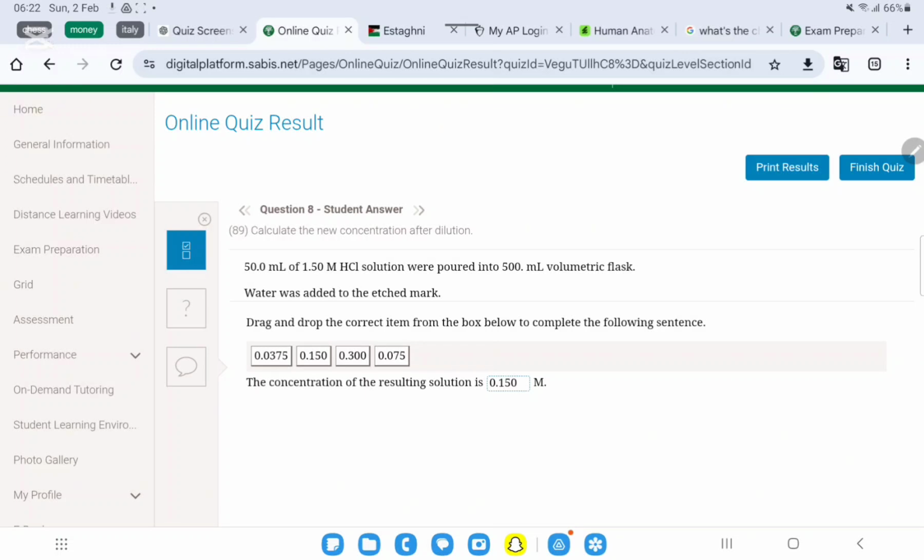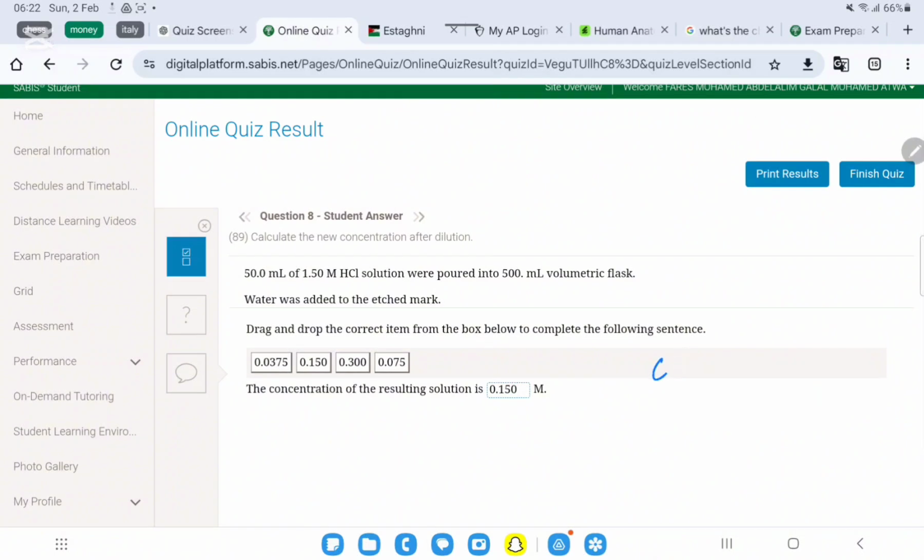50.0 milliliters of 1.5 molarity HCl solution were poured into a 500 milliliter volumetric flask. Water is added to the etch mark. Okay, they want the concentration C2. We use here C1V1 equals C2V2. So the concentration at the beginning is 1.5 and the volume is 50 milliliters. You can't keep it as 50 milliliters here because the unit will cancel, but I like converting it back so I don't confuse myself. So it's always liters.